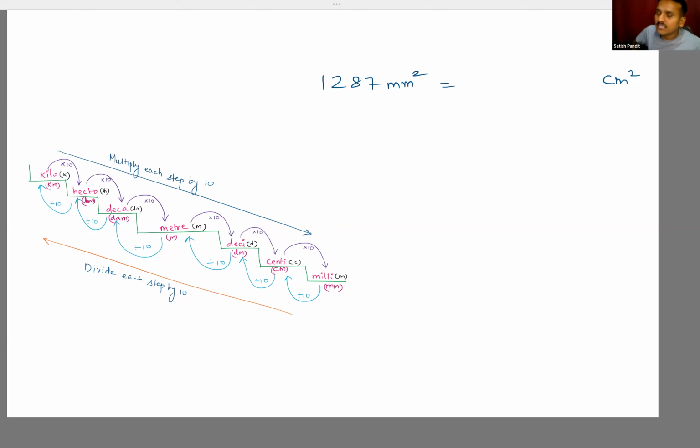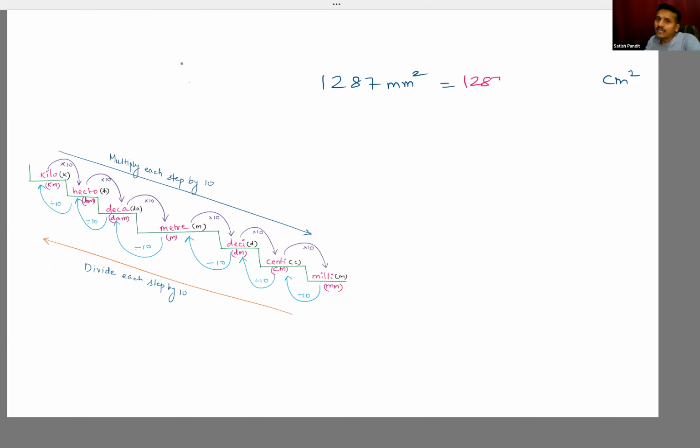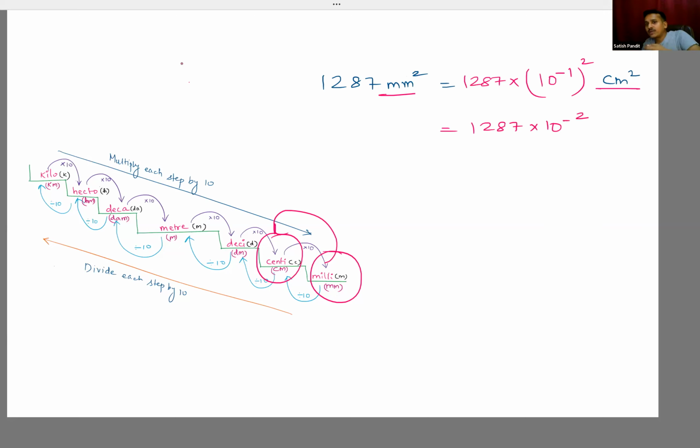Let me discuss. It's actually very simple. All of you look, don't try anything. Just listen, okay? See, 1287 is a constant. Write as it is. Now, millimeter to centimeter, how many jumps? Millimeter is here, centimeter is here. Only one jump, right? And we are jumping up, so 10 to the power minus 1 will come, because only one jump and it is going up. And because it is millimeter square, we have to put a square for this. So it is 1287 into 10 to the power minus 2, because minus 1 into 2 is minus 2.